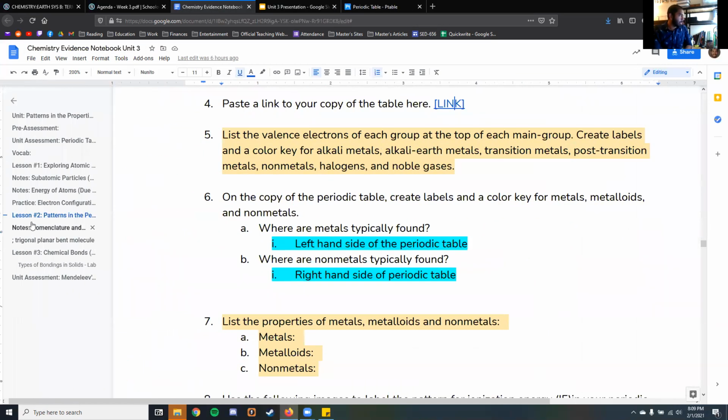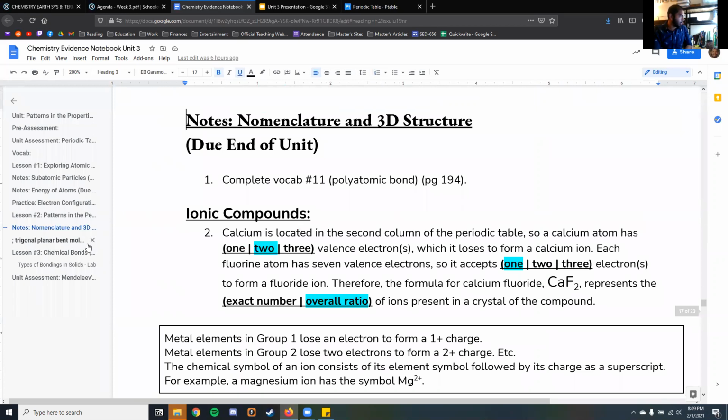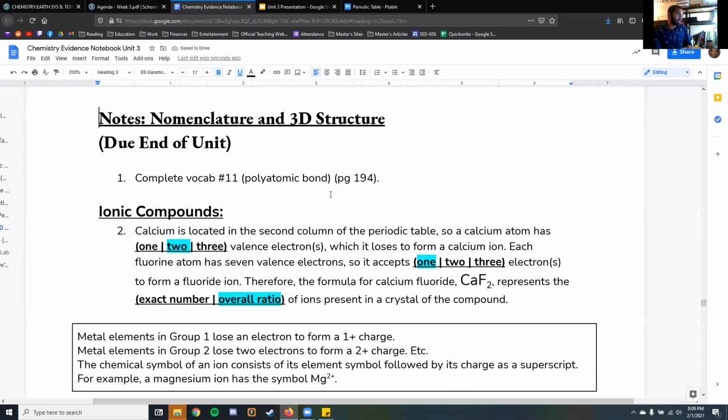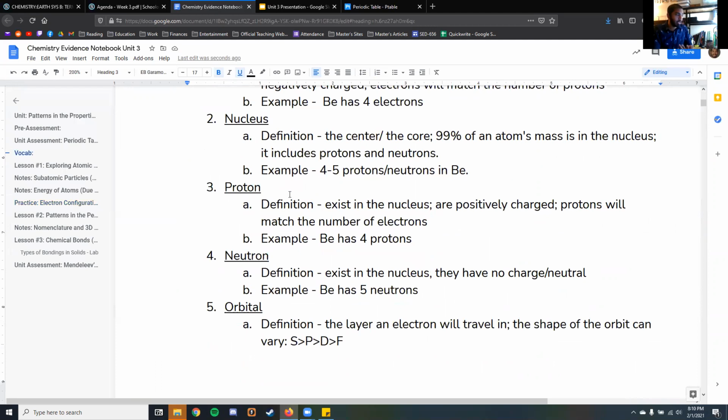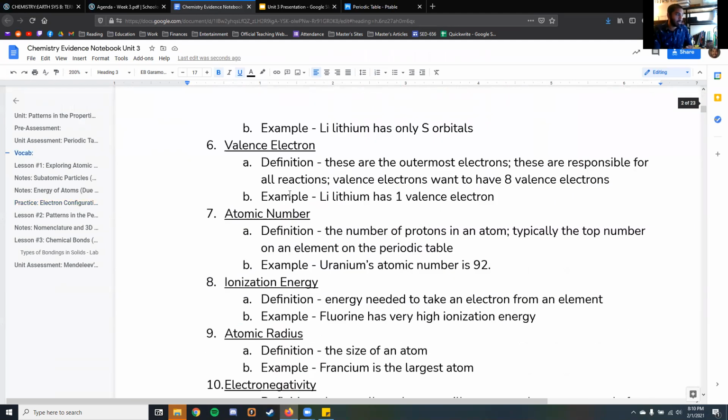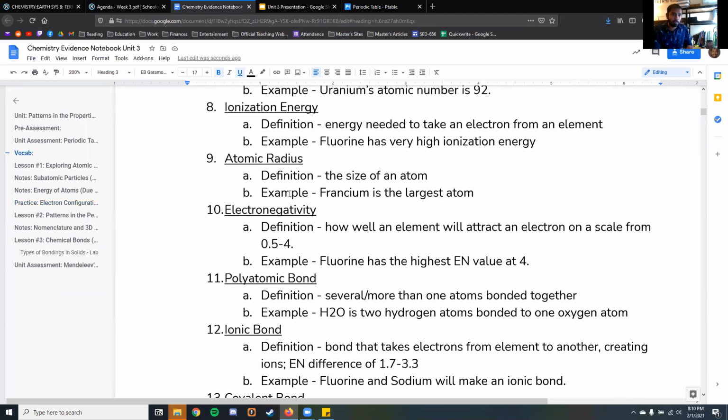All right, so that takes us to nomenclature. Now, as far as nomenclature goes, there's only one vocab word: polyatomic. To break that word down, think the word polygamy, polytheist, polynomial, more than one. And so if you have a polyatomic bond, you have a bond with more than one atom.